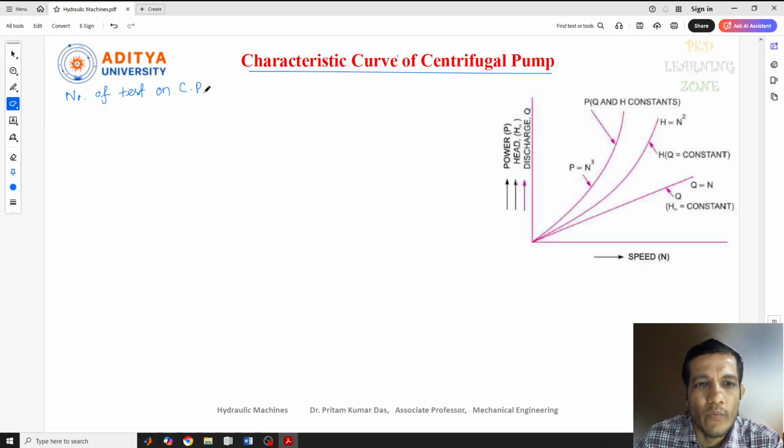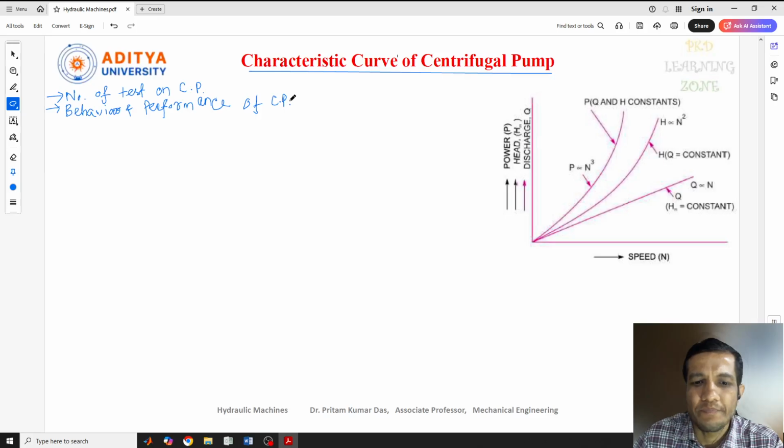So why are these characteristic curves required, or why are they important? From the characteristic curves, we can predict and understand the behavior and the performance of the pump. These two things are very important for any kind of pump, to understand the behavior and performance of a centrifugal pump.